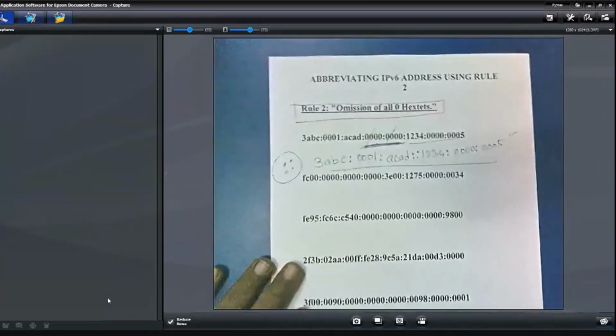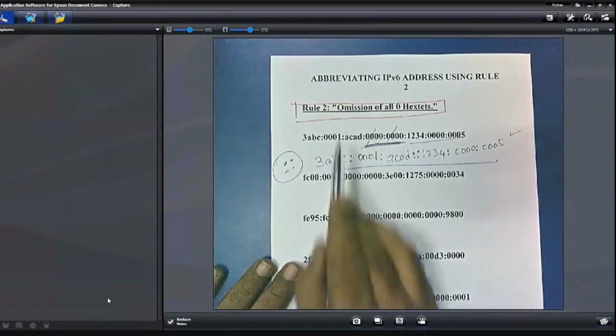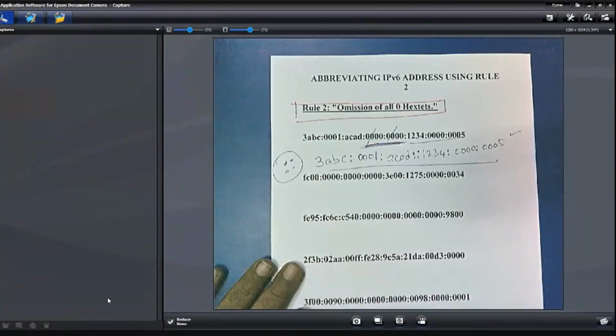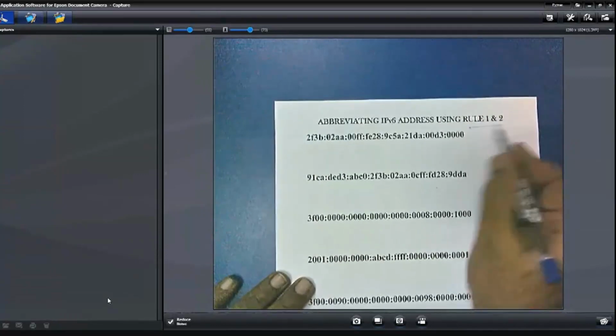Can anyone try this? Mr. Complete, the answer is not complete. Why is it not complete? Because of the 0 in the first place. Very good, you are 100% correct. But I apply only rule number 2 now. If we remove the 0 in the first place, is it correct? That is the next one. Both rule 1 and 2 you are going to apply.